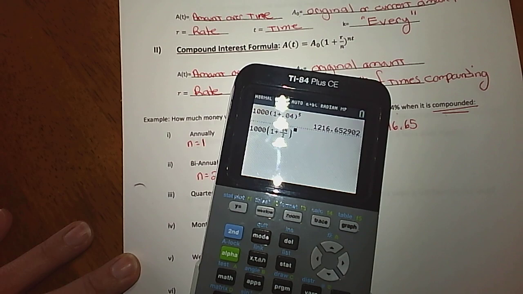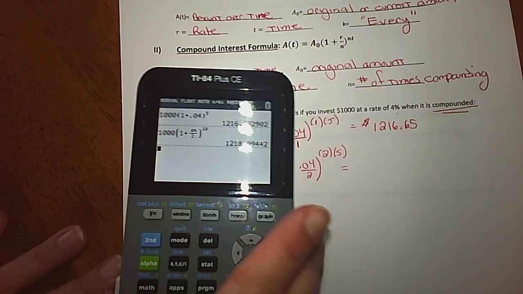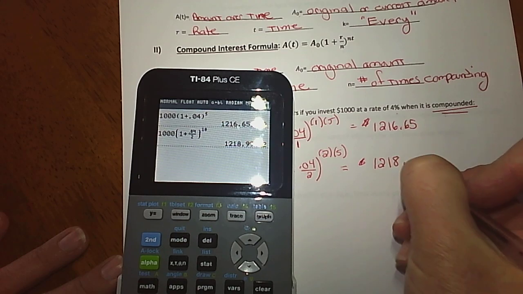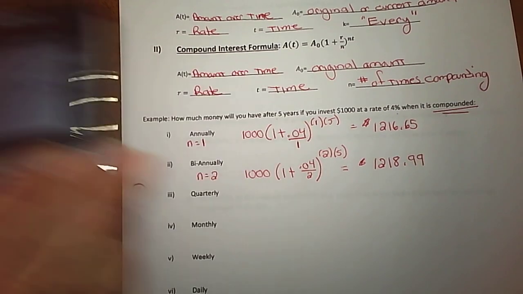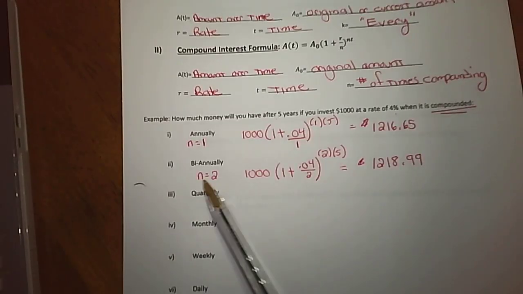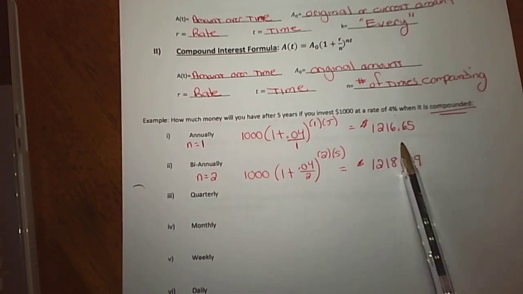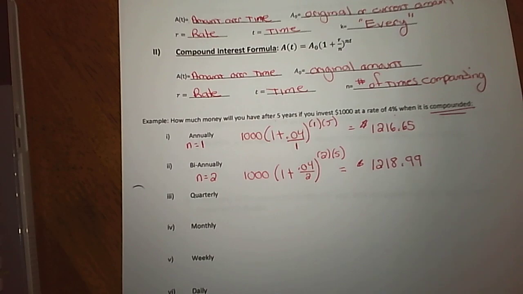Raise to the, what's 2 times 5? So we're going to raise it to the 10. So we end up with 1218.99. Now check it out. I did it a few more times a year, right? I made a little more money. So let me explain what's happening here.